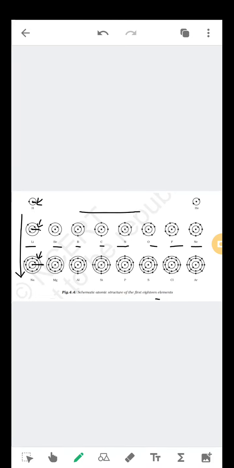Metallic character decreases. Okay, so the tendency to lose electrons is decreasing. Why? Because the electrons are more. As you know, in last year's class we had discussed that metals generally lose electrons, non-metals gain electrons, they don't lose electrons. Okay, so metals generally lose electrons, so the metallic character will decrease. Why? Because the nuclear charge is increasing.